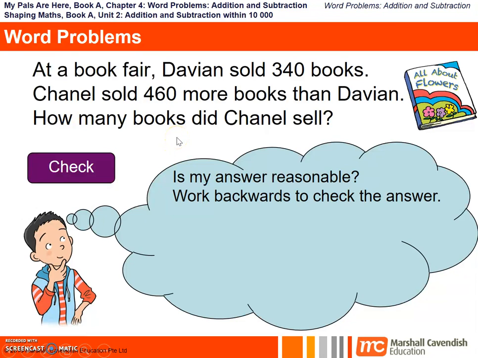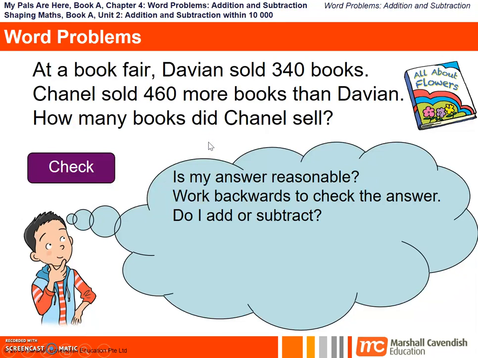Let's go backwards to check the answer. Okay, let's try it out. You have 800. If you were to subtract 340 from 800, what would you get? Let's work it out. You get 460. Alright, so it makes sense. So you have done working backwards to check. It will triangle back to the original values that we received from the earlier part of the question.